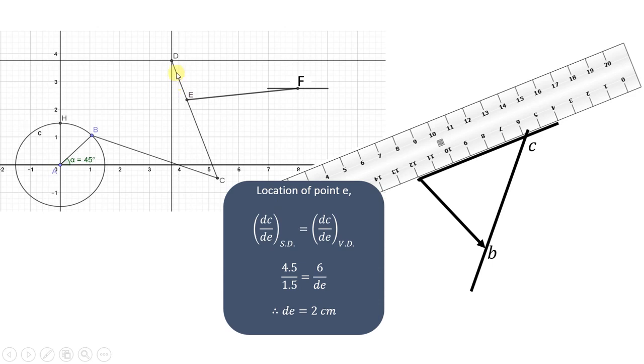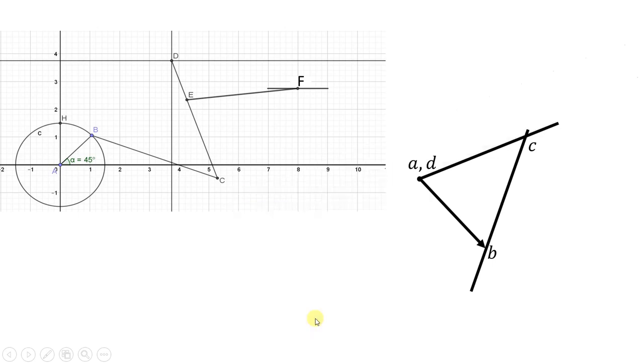So we can say that DC upon DE on the space diagram must be equal to DC upon DE on the velocity diagram. So DC on the space diagram, by scale, is 4.5, then DE is 1.5, that we have already seen. Then DC, just now we have seen that it is 6 centimeter. This length is 6 centimeter. So we have to find out what will be the value of DE. So DE comes out to be 2 centimeter.